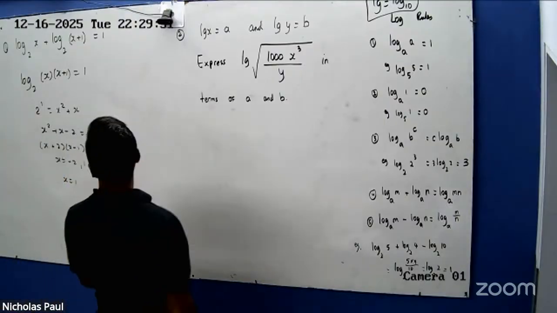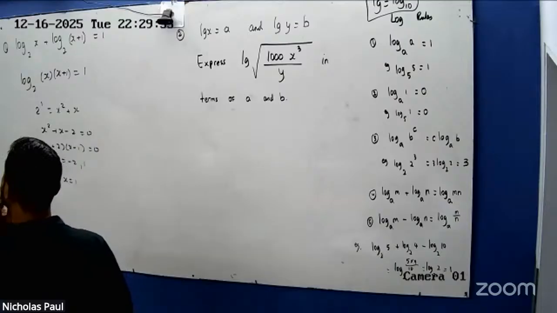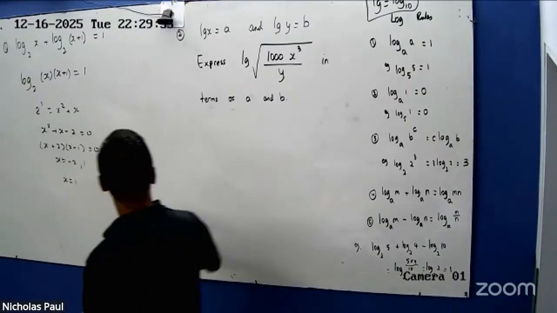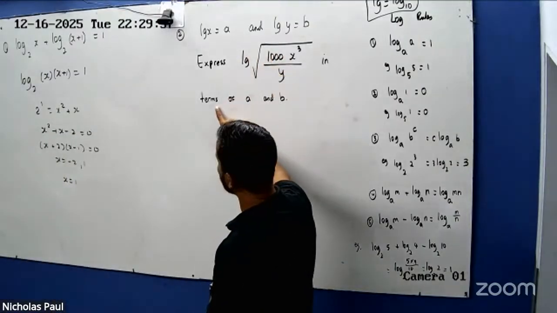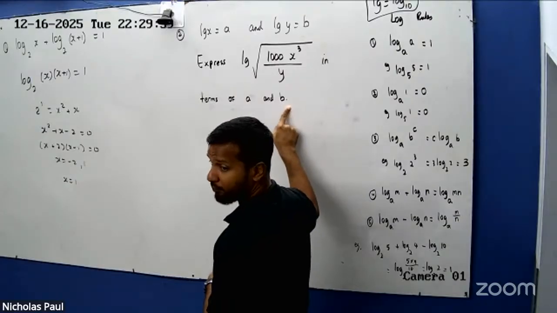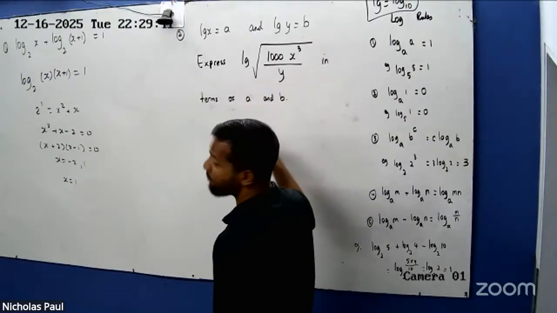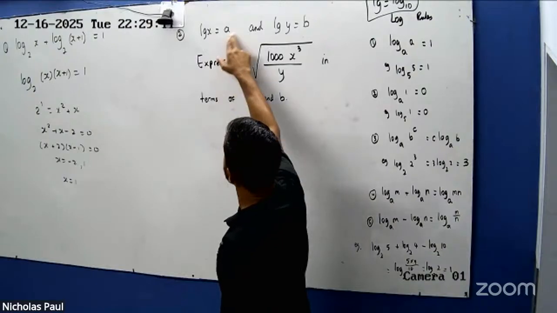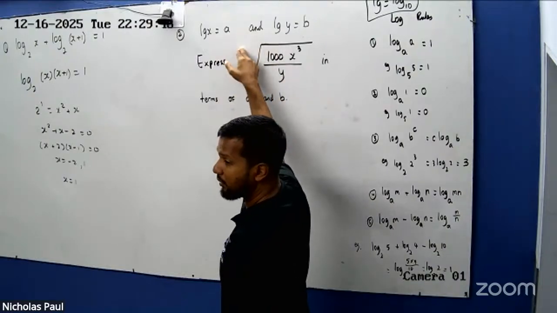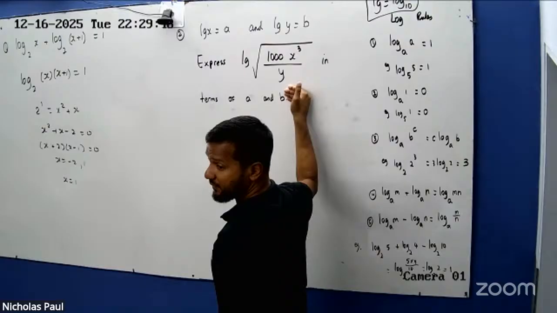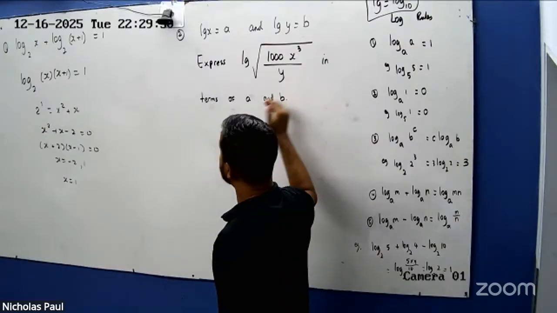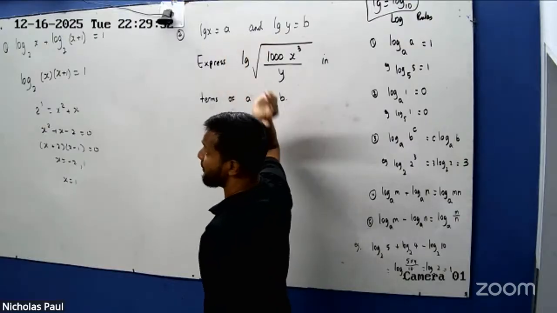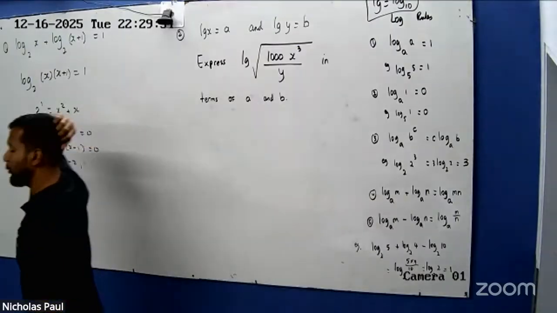Remember, LG means log to the base 10, right? You have to simplify this so that your answer will have A and B alone. So write this in terms of A and B. You have to find a way to bring in this. So find a way to simplify this, and when you simplify it, you will get it in terms of A and B alone.